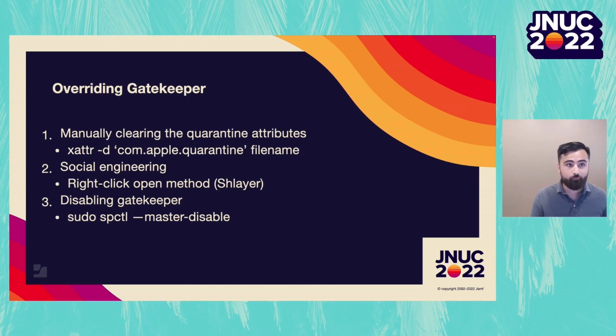There's a number of ways you can actually override Gatekeeper. This is overriding Gatekeeper by design, so users that know what they're doing can still allow unsigned software to run on the system. You can manually clear the quarantine attributes using the xattr command. There's also the social engineering method, which I like to call the right-click open method, that Shlayer notoriously uses to distribute its malware. And finally, you can disable Gatekeeper altogether using the system policy control command, which requires sudo.